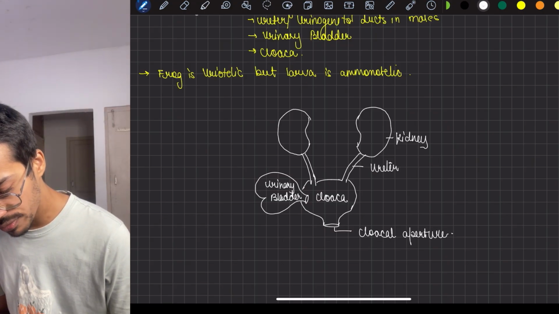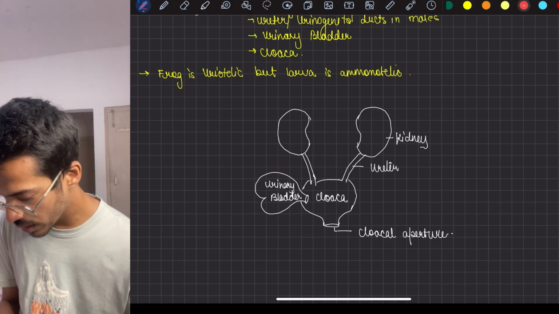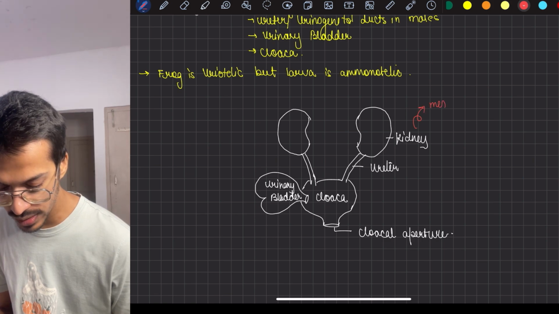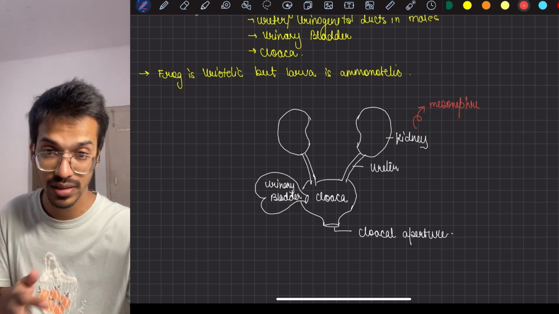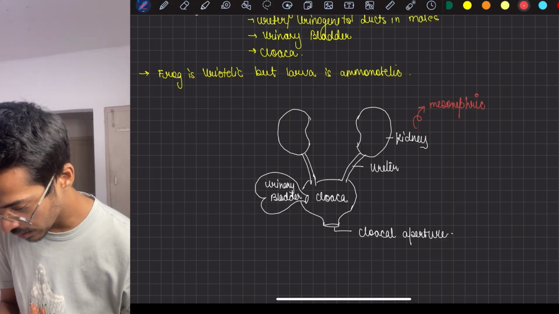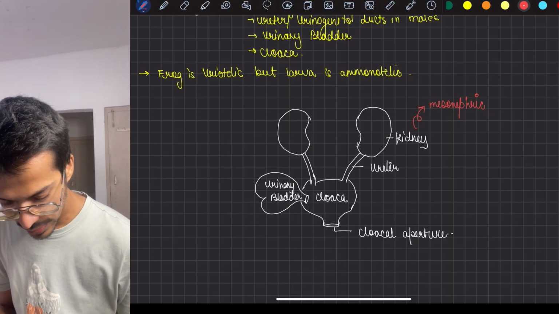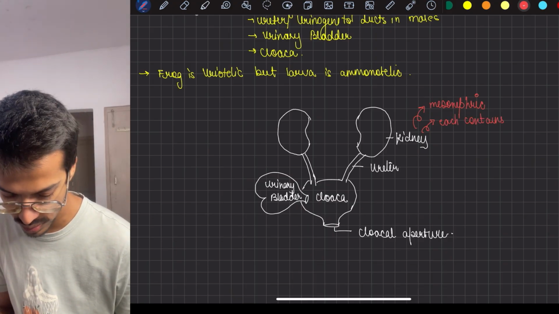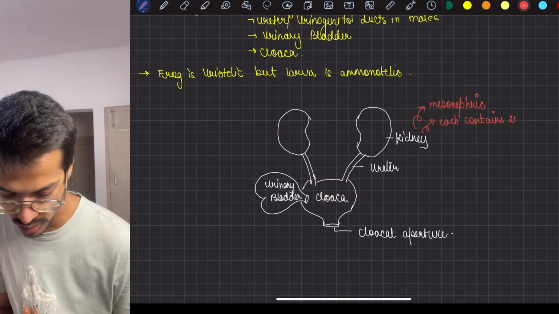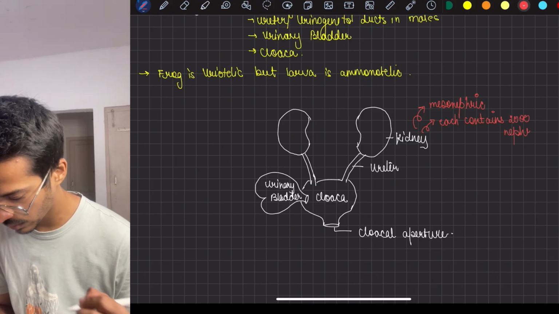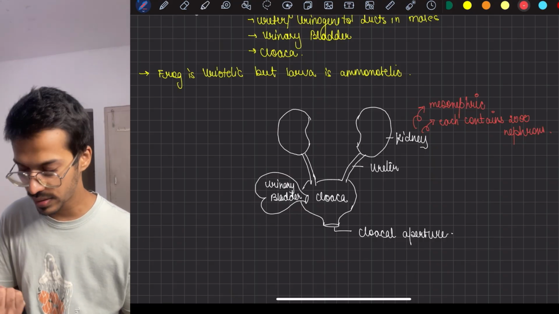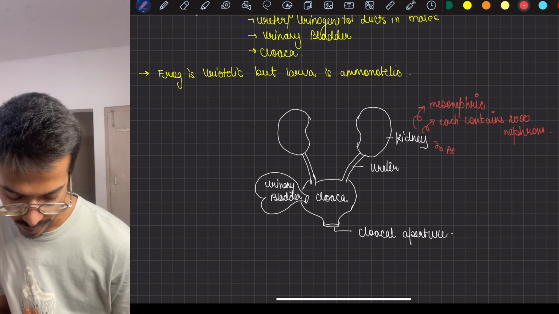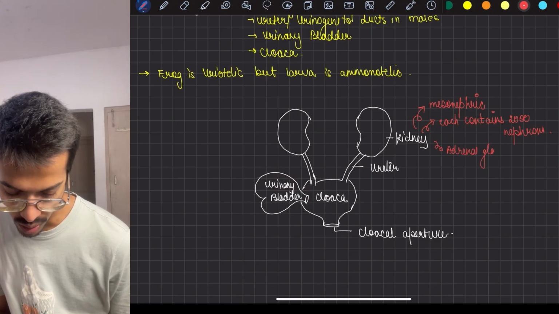So let's come back to the fact point. These are mesonephric kidneys. Which kidney would be more advanced than this? Metanephric kidneys, okay. So these are mesonephric kidneys. Each contains 2000 nephrons, okay. And the adrenal glands are also present on the ventral side of it.